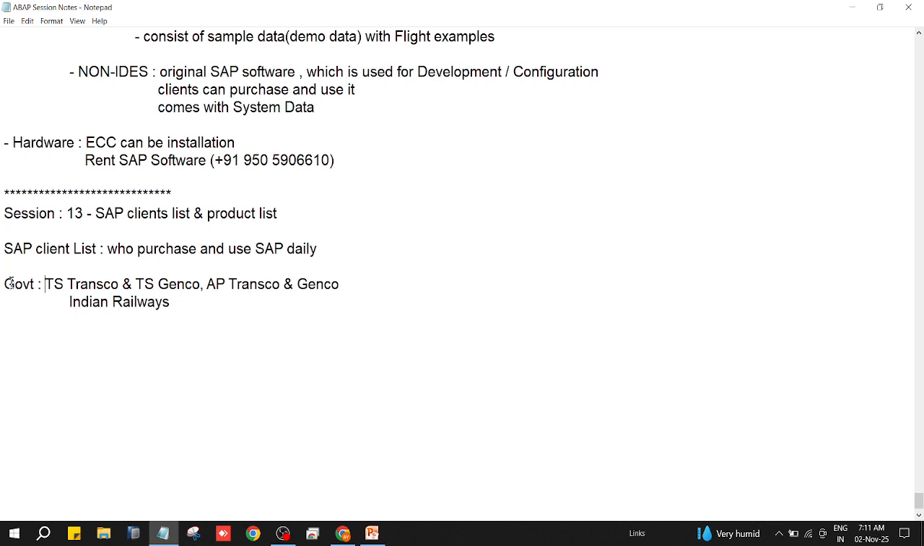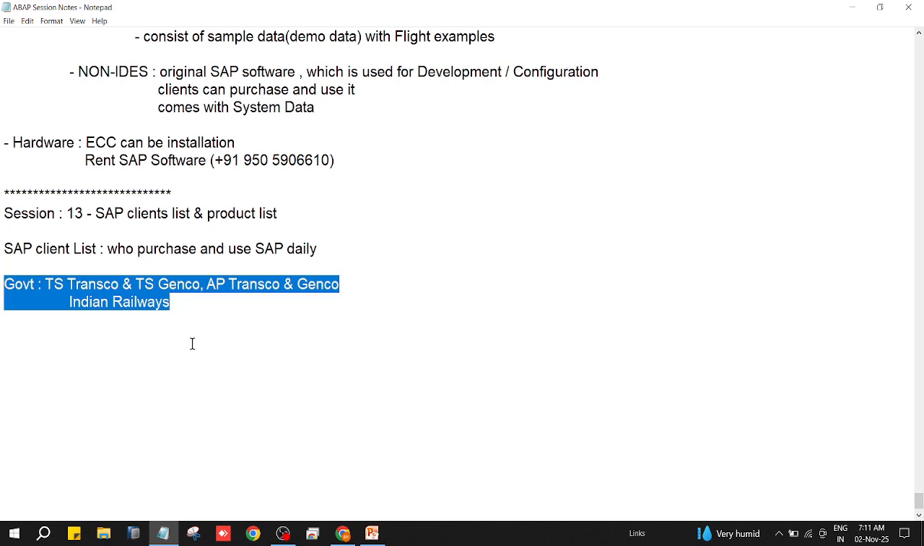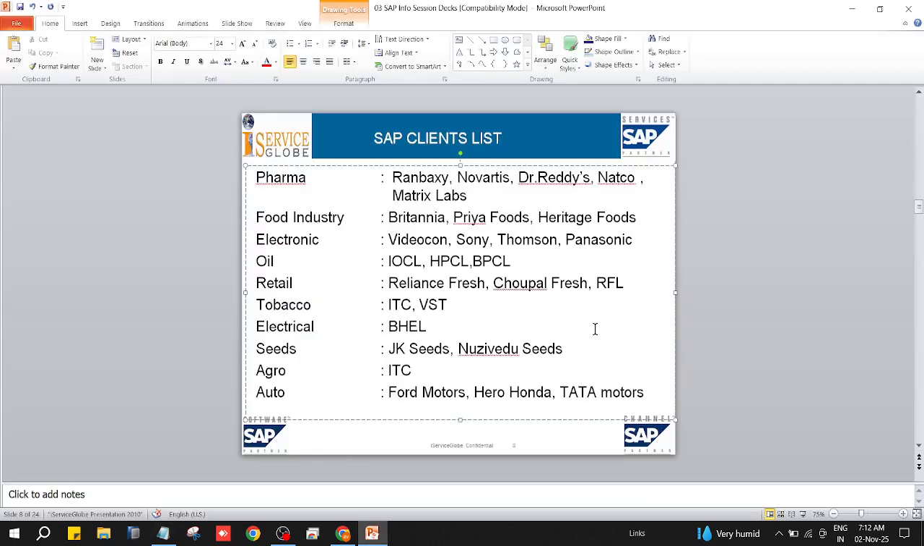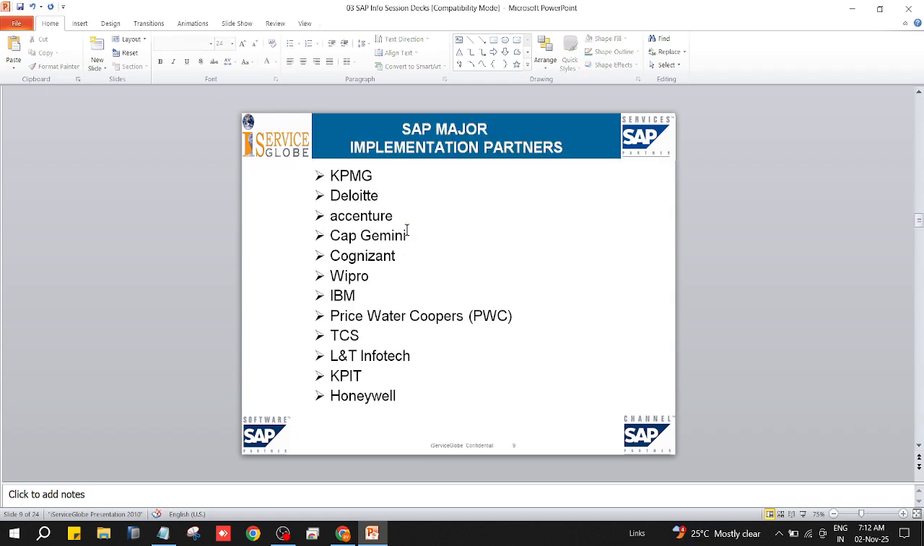And a lot of other companies are also showing interest to learn SAP, to implement SAP because of the global features of SAP. Right. Then next. So just a few clients are listed here, and we will continue the rest later in another slide.